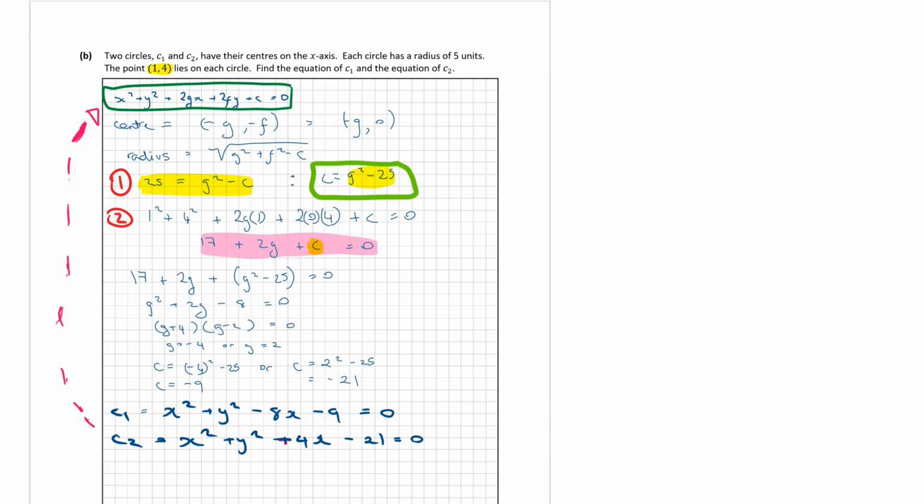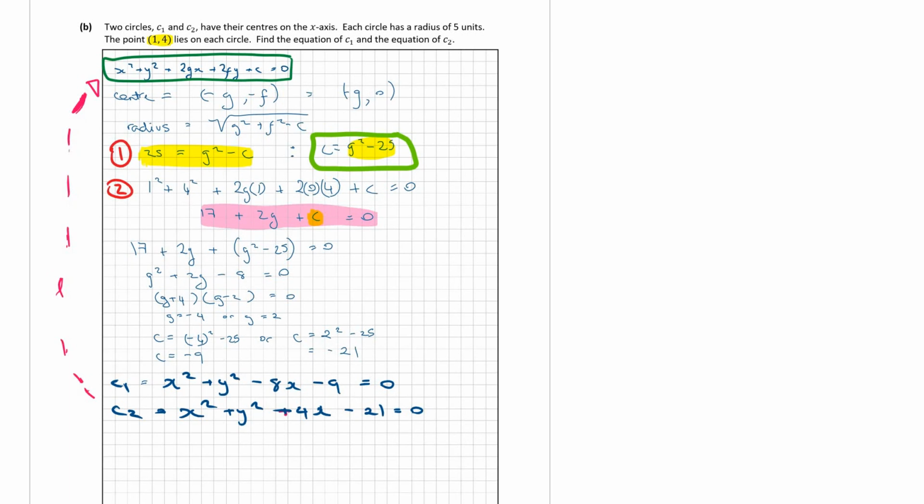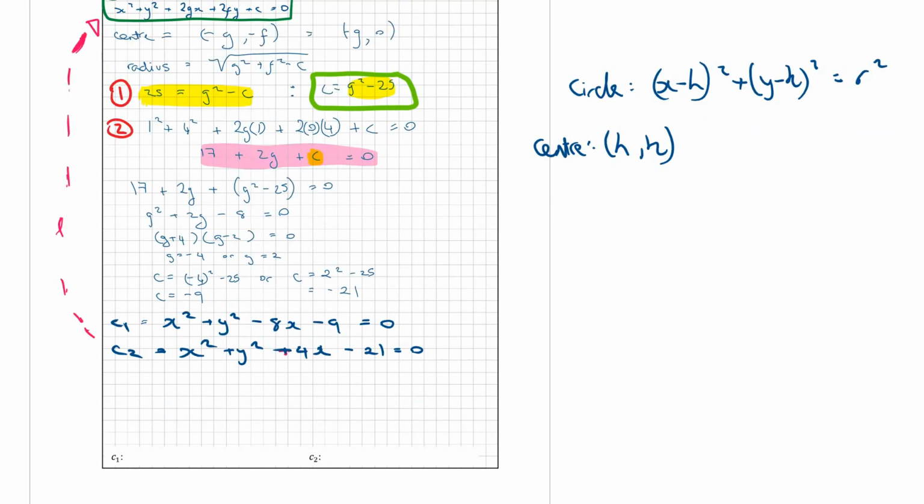Just to show you another method, in the table you'll see that another way of writing the equation of the circle is x minus h squared plus y minus k squared equals r squared. So we use this equation when you know the radius and you know h and k, where h and k is the center. So now using this information here, g is minus 4 or g is 2. That means the center is equal to 4, 0, or center is equal to minus 2, 0.